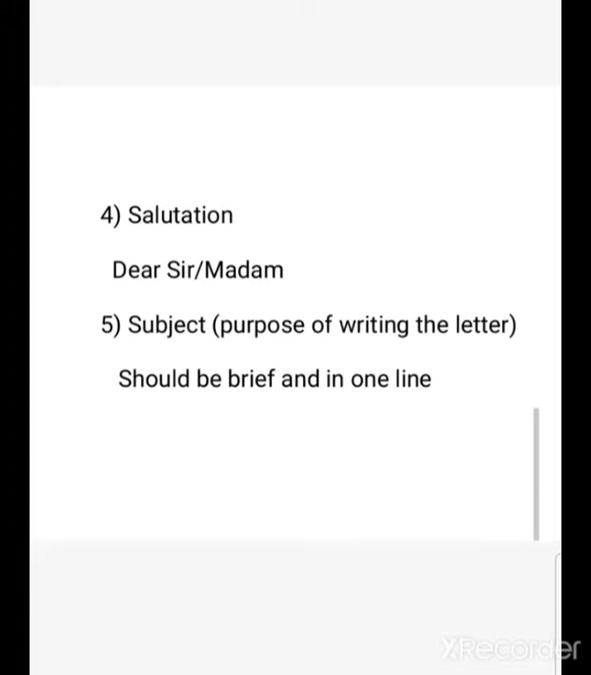The fifth part is the subject, the purpose of writing the letter. This should be very brief. It should possibly be in 1 line, and should not exceed 2 or 3 lines. Suppose the subject is placing an order for some sports items. Only this line is sufficient. Subject: placing order for the sports items. This is a sufficient line here.